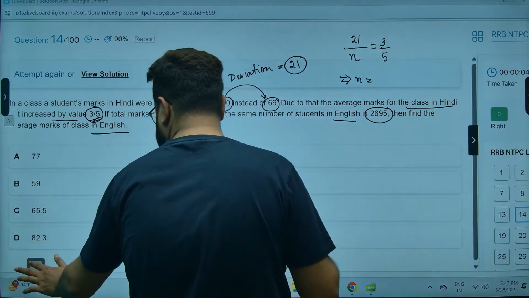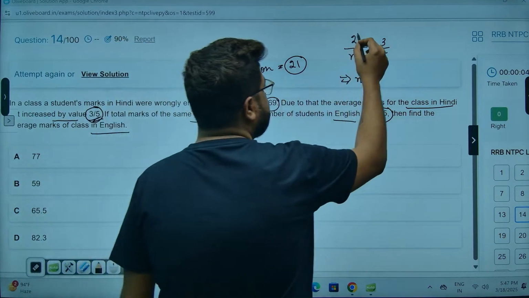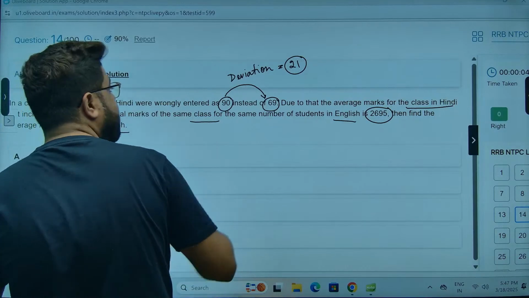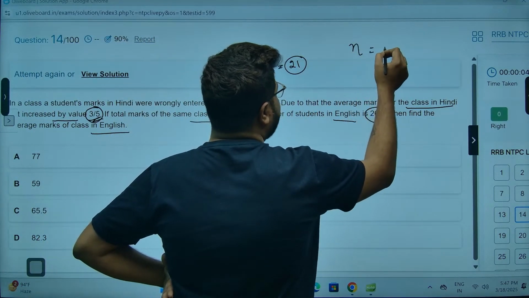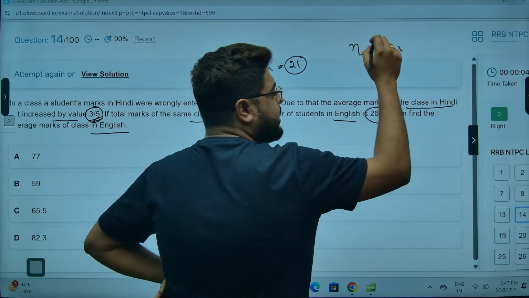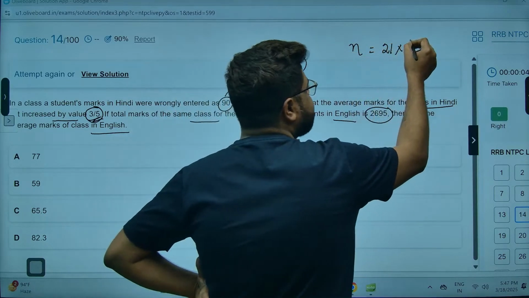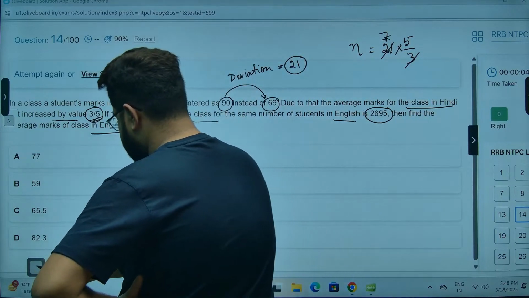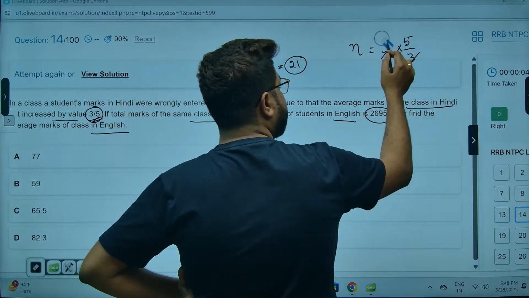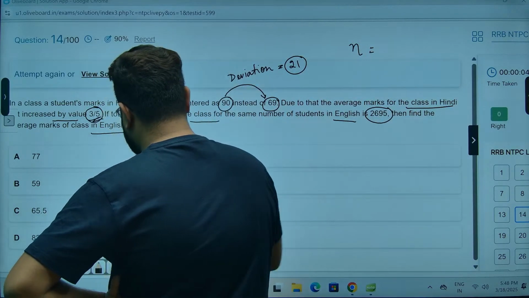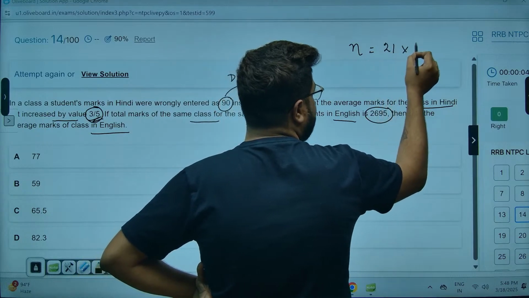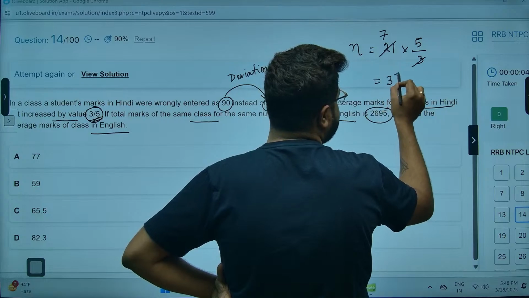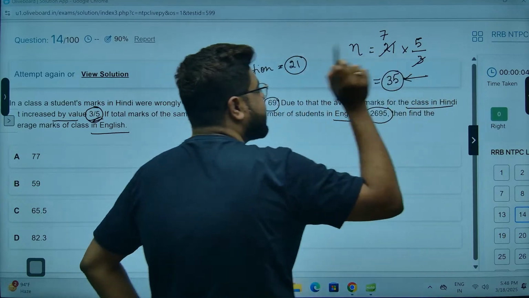I've just written the opposite thing, extremely sorry. So can I say the value of n? What I'm doing is 21, the deviation, divided by 3 by 5. So it means I'm doing 21 into 5 by 3. 3 sevens are 21, so 5 sevens are 35. So a total of 35 students were there.